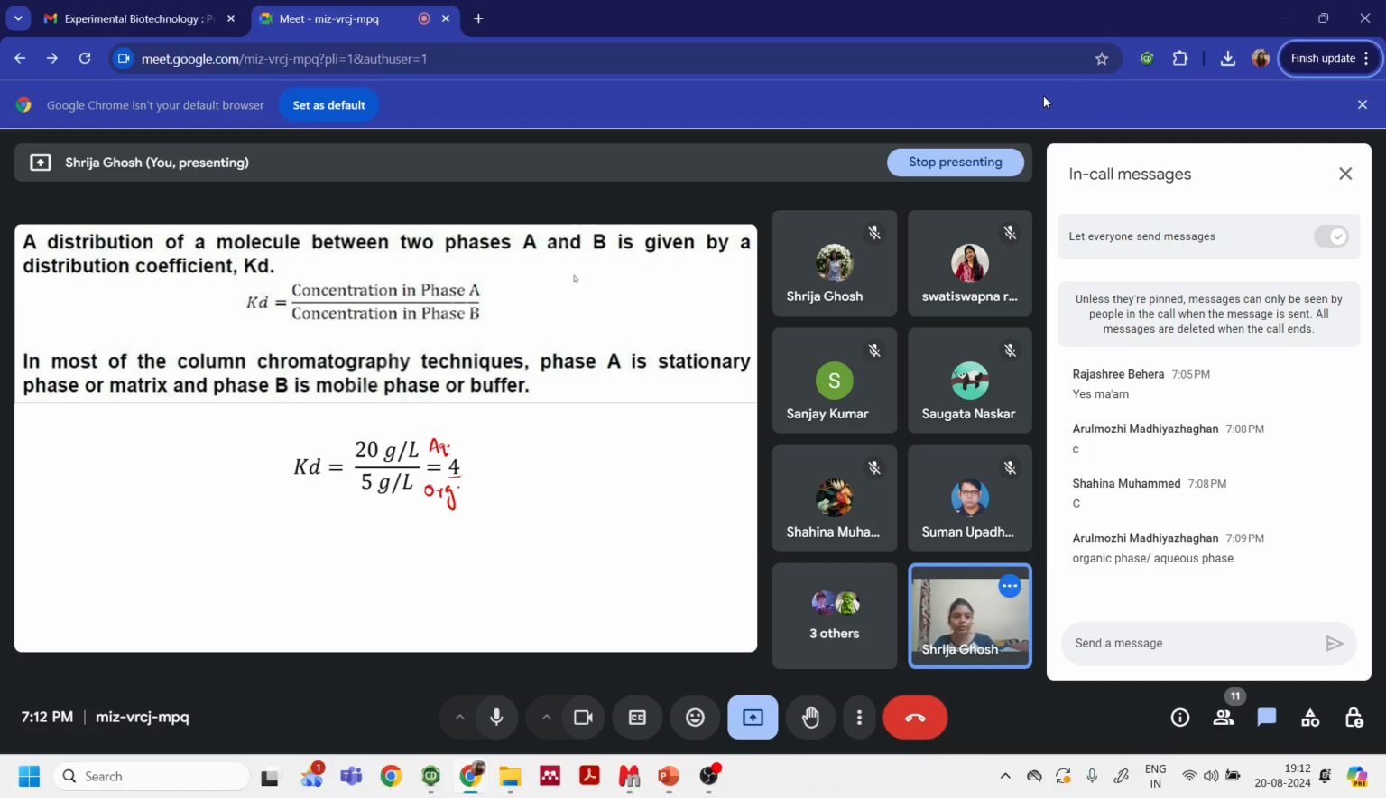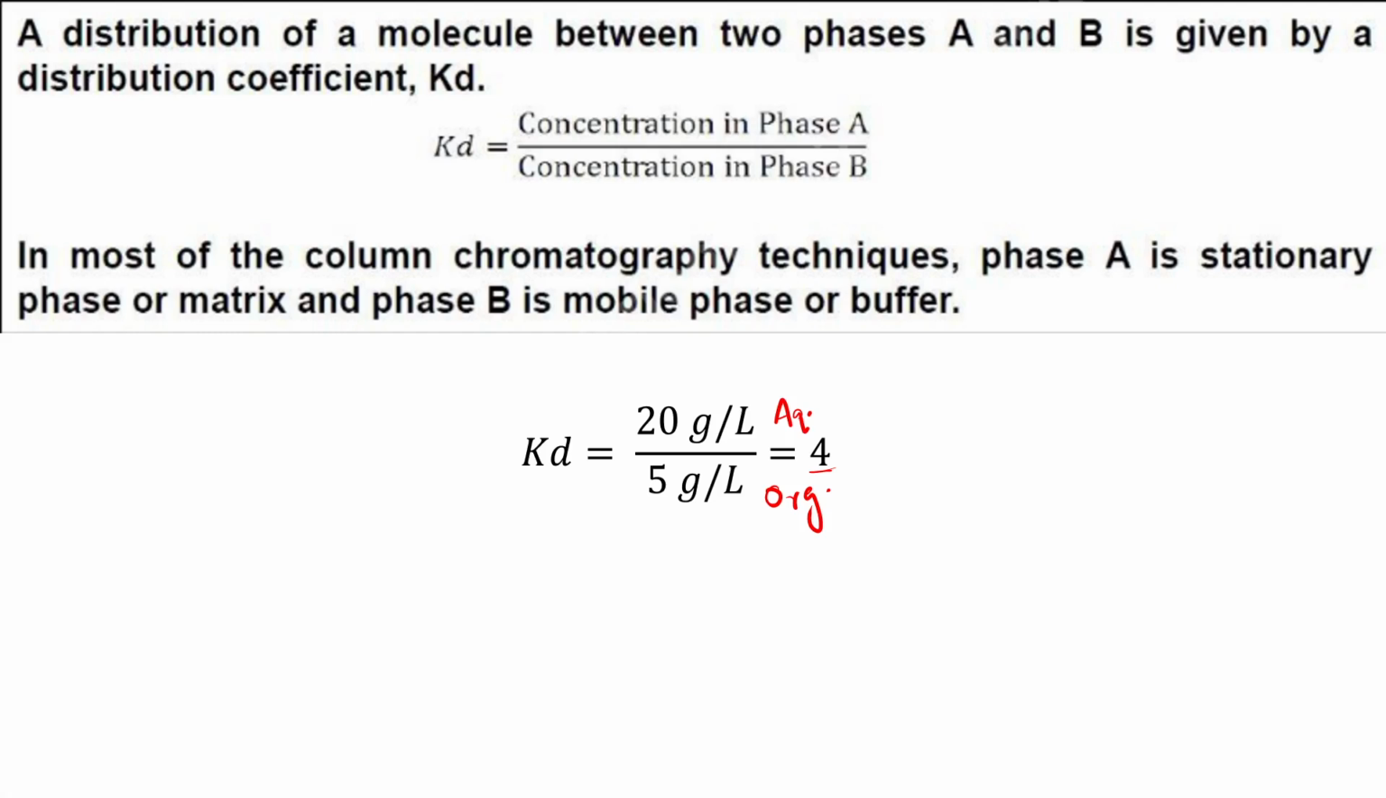Okay, so you were not wrong. The distribution coefficient is just a ratio, so it's up to you, you can consider phase A as organic or aqueous, but generally the notion goes like this: wherever your analyte is present first, we take it as phase A, and the second phase is the one that comes later in the system. Okay, so that's why here also, in column chromatography, what do we do?